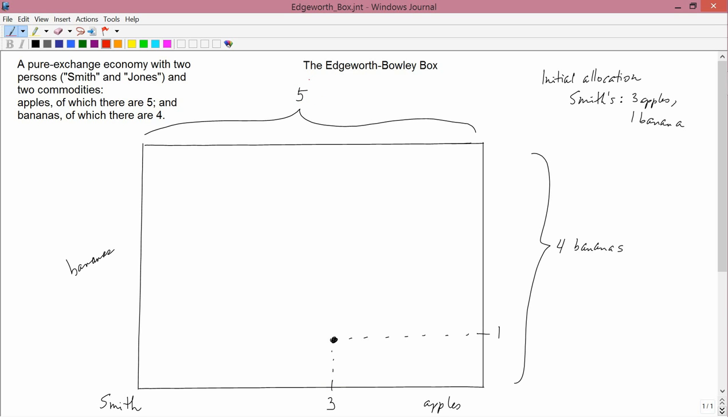So we know that the initial allocation for Jones is 2 apples. Similarly, the entire economy has 4 bananas. Smith has 1 of them, so Jones has to have the other 3. And therefore, the initial allocation for Jones also includes 3 bananas.